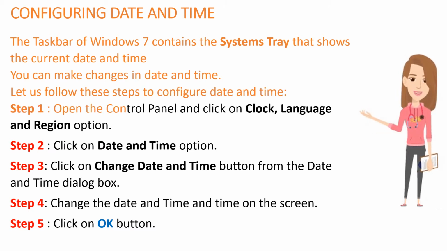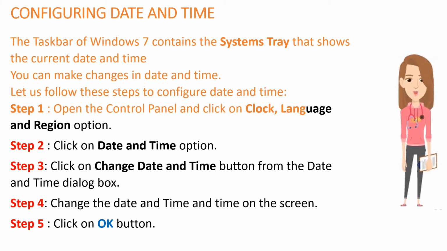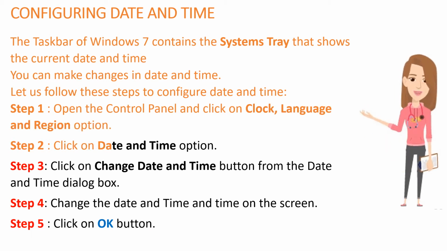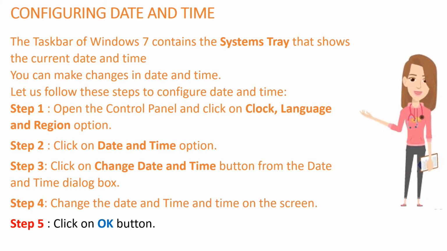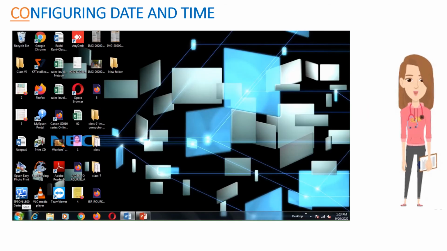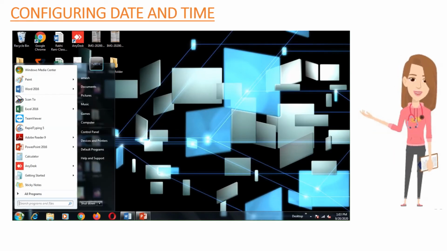Step 1. Open the control panel and click on Clock, Language and Region option. Step 2. Click on Date and Time option. Step 3. Click on Change Date and Time button from the Date and Time dialog box. Step 4. Change the date and time on the screen. Step 5. Click on OK button. Configuring date and time.